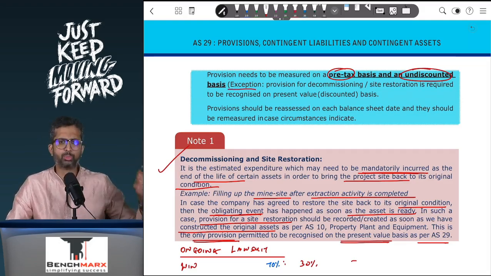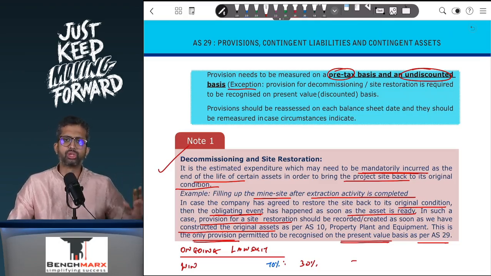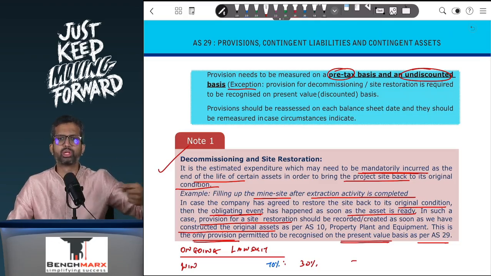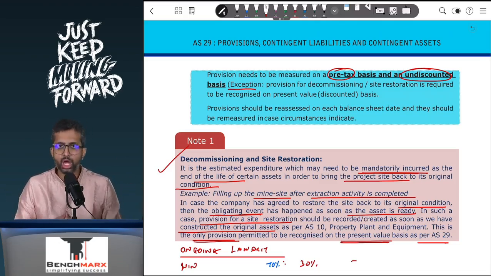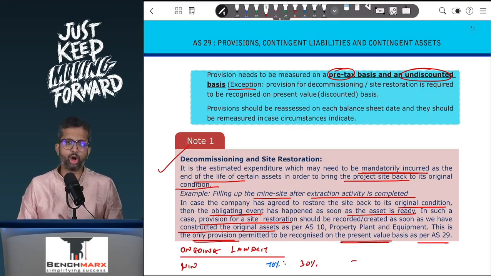Acha, what do you guys think? Provision once determined, can you keep on reassessing it? Yes. It is not that a provision once determined cannot change. You will have to keep on reassessing it to ensure that it comes to the most reliable value. Perfect. So this kind of takes care of theory by and large.